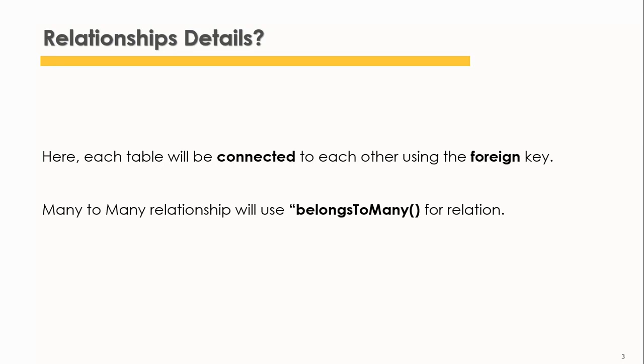So in this relationship, each table will be connected to the others using the foreign key. The many-to-many relationship will use belongsToMany for the relation. So in the next lecture, we'll see how these relationships are done.